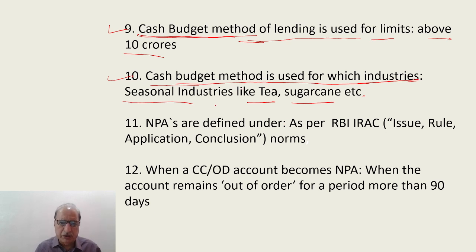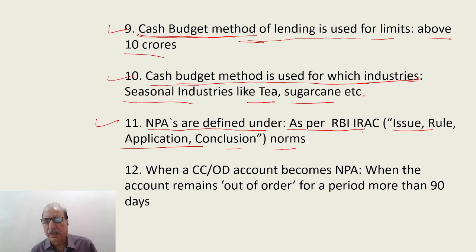Now we're coming to the important topic of NPAs and income recognition. Very important. So question number 11: where are NPAs defined? Non-performing assets are those assets which do not generate any income. NPAs are defined as per the RBI IRAC norms. What are IRAC norms? That is the Income Recognition and Asset Classification norms.